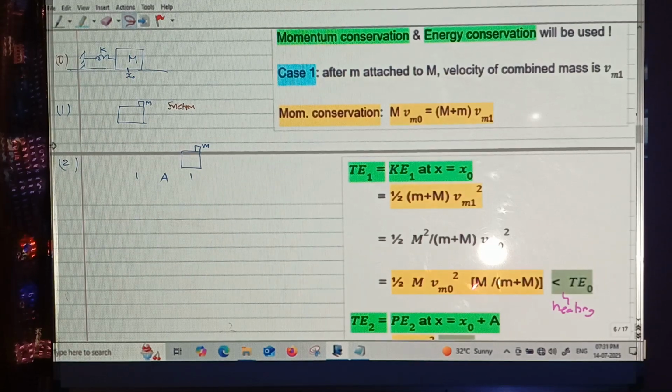So this is less than the original by this factor, which is less than 1. So total energy in the first case is less than total energy in the original case, and this is because of the heating, because of the friction here. In this first case, there is friction because I'm placing this small m when this mass is moving. Before it starts moving together, for that very short time, there will be a sliding motion, which will create some friction, and there will be some dissipation. That's why the total energy in the first case is less than the energy in the original case.